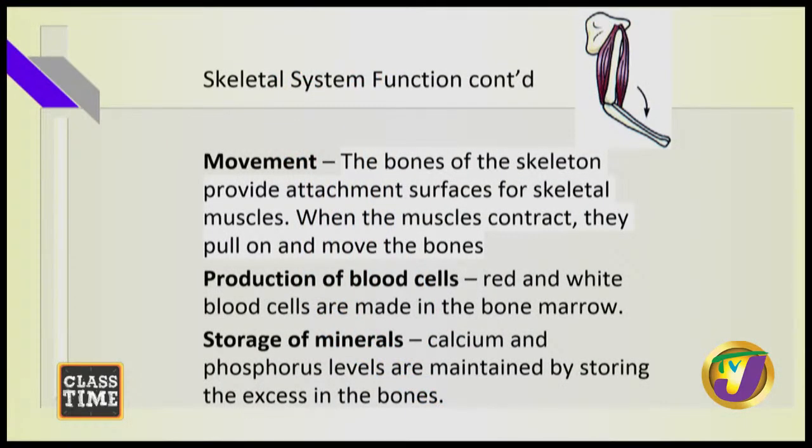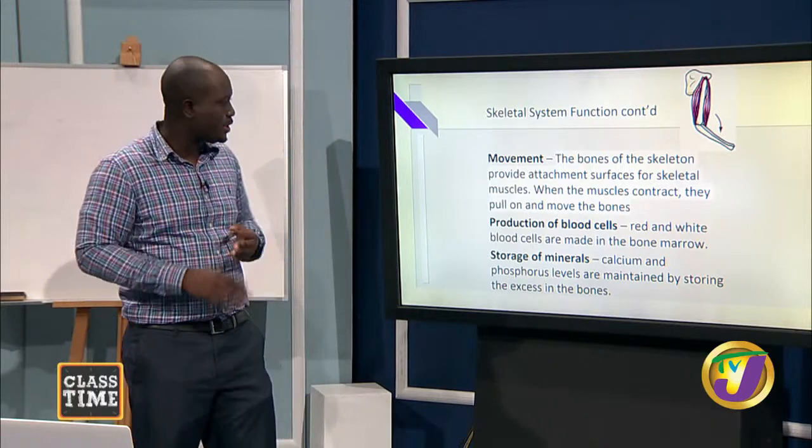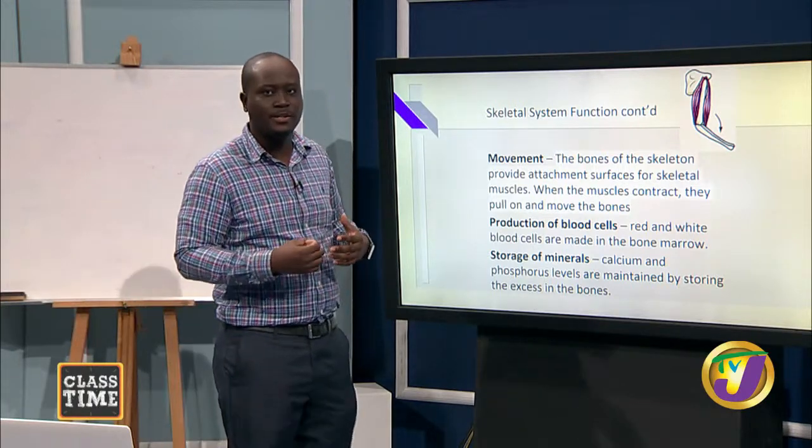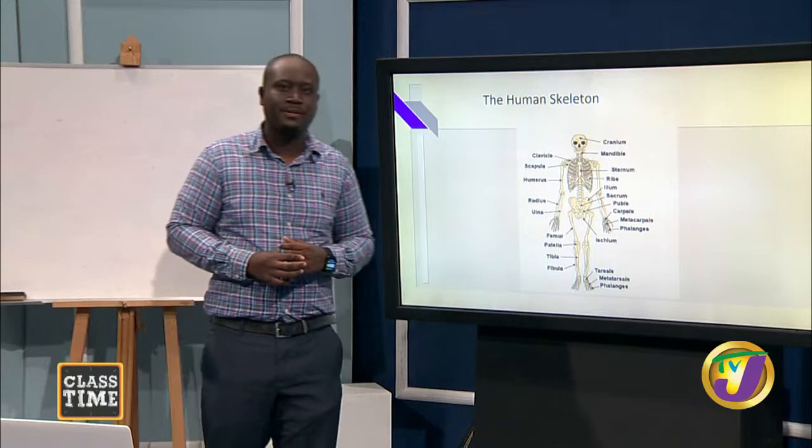Movement is also one of the functions of the human skeleton. Without the skeleton, we could not move. And movement is brought about when muscles contract and pull on the bones within our skeleton. Then there is the production of blood cells, which are produced in the bone marrow of our skeleton. And it is also a storage for minerals like calcium and phosphorus. So the human skeleton has movement, support, protection, production of blood cells, and the storage of minerals. So you can see that our skeleton has a lot of functions.